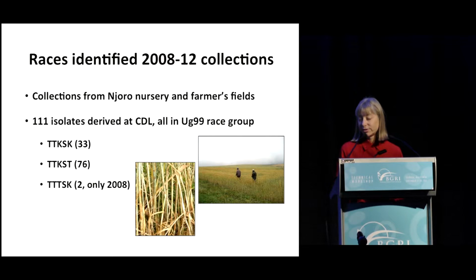Races that were identified during 2008 to 2012 collections from the Njoro Nursery and farmers' fields were based on 111 isolates that were derived at the CDL. And all of these isolates from these 5 years of collection were identified as races in the UG99 group. 33 isolates were identified as TTKSK. This is UG99. 76 isolates were identified as TTKST, and 2 isolates, only found in 2008 and only at the Njoro Nursery, were identified as TTTSK.